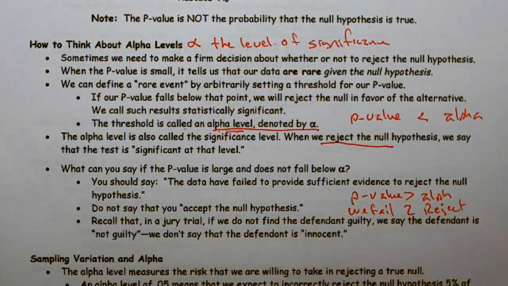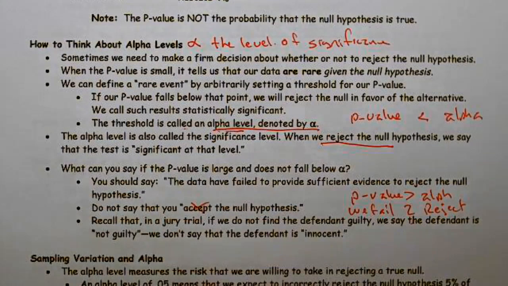Like what I did there, fail to reject. All right. We don't like to say we accept the null, so don't say that. Do not say accept. We just say we failed to reject. In other words, we didn't prove the null, but the data is not that rare, so we're not worried about the null being true or not.